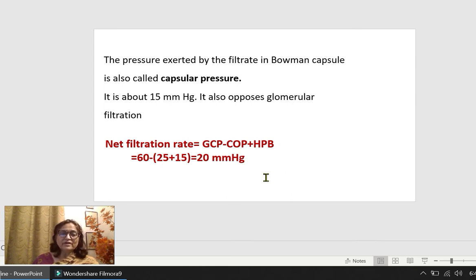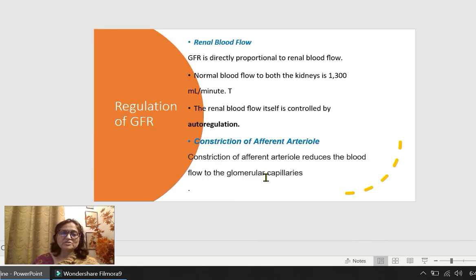So the net filtration pressure, which comes out after all these opposing factors, is 20 mm of Hg. 60 is the glomerular capillary pressure, and 25 is the colloidal osmotic pressure, and 15 is the hydrostatic pressure maintained by Bowman's capsule. So the net filtration pressure in a normal human being is 20 mm of Hg.